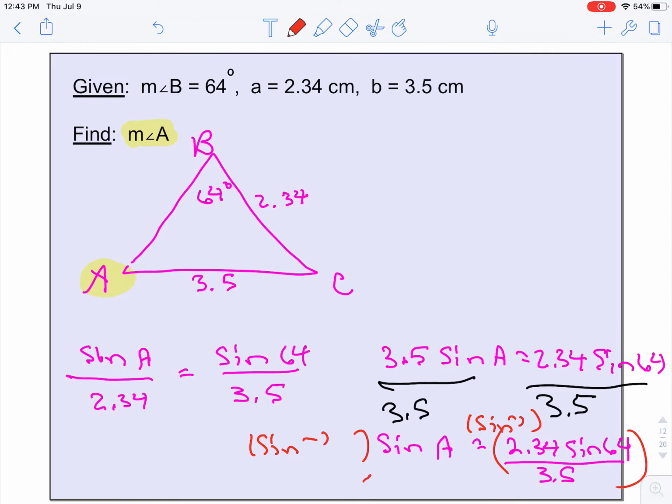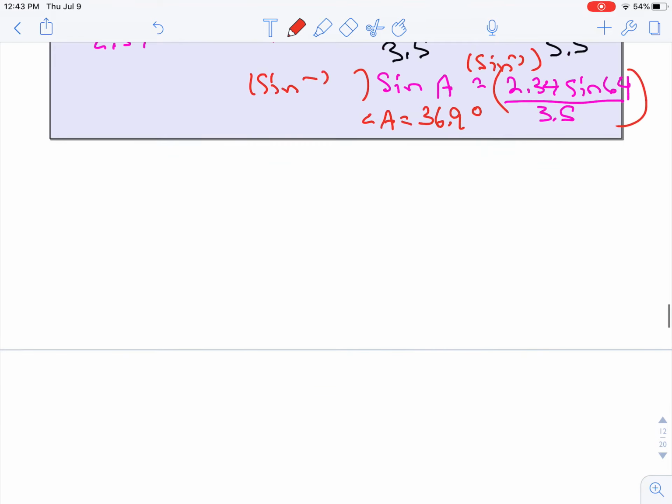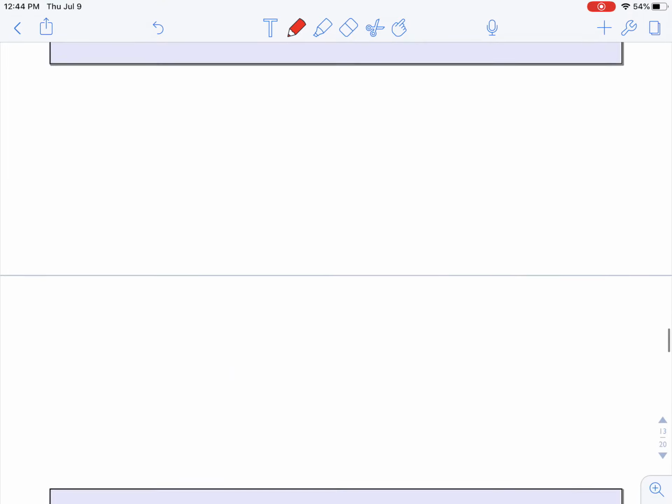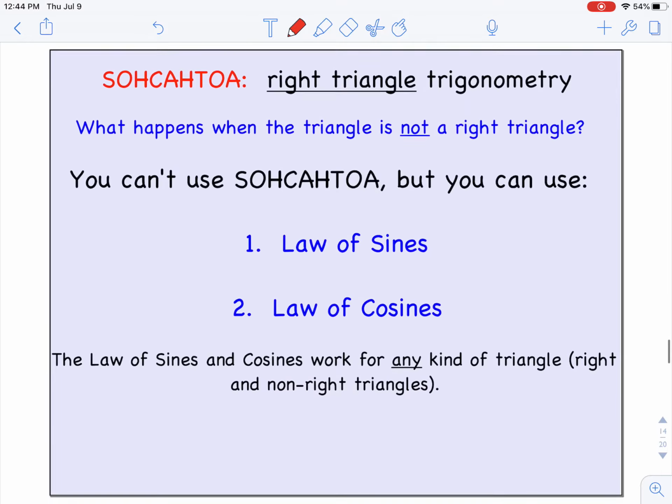So you have to take the inverse side of everything in that parenthesis, which then gives you that angle A is 36.9 degrees if we round to the nearest tenth. So there are other examples. I'm going to have you try this piece right here by yourself, and then check back to the notes, and I will make sure that I work this one out.